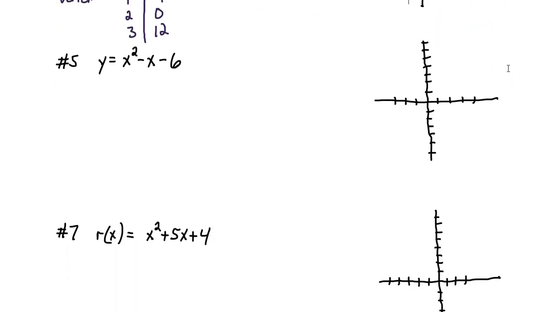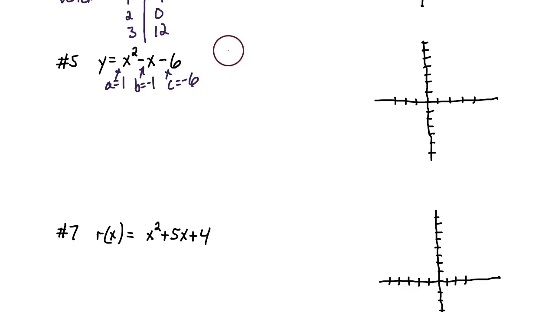Next, number 5. This is a quadratic equation. When we graph it, it is going to be a parabola. So we know we have to find the vertex. Is this equation in vertex form, where you use the h, k, or is it in standard form, where you have an a, b, and c? It's standard form. The value of a is 1. The value of b is negative 1. And the value of c is negative 6.